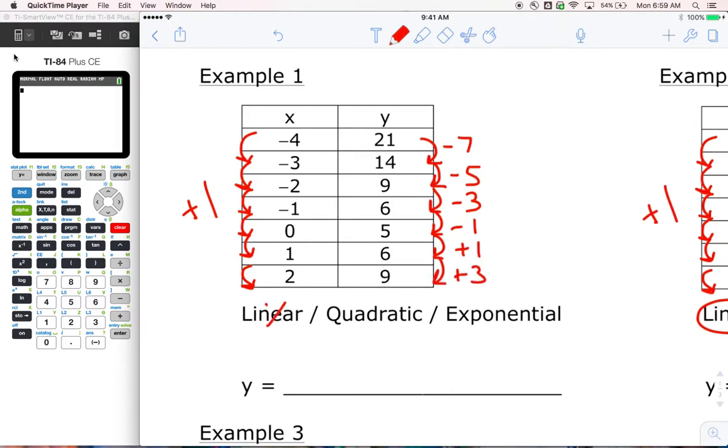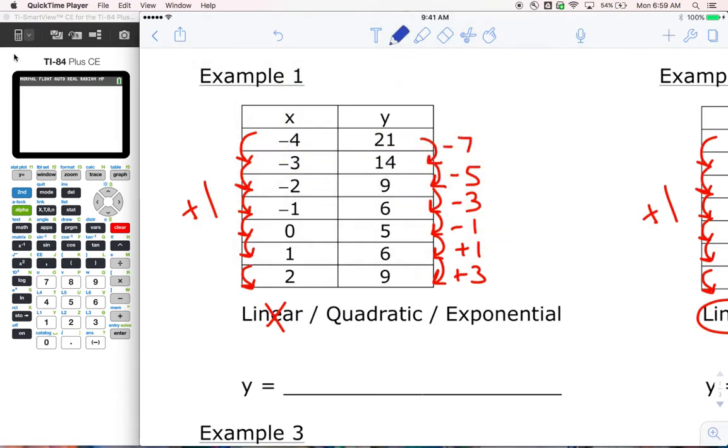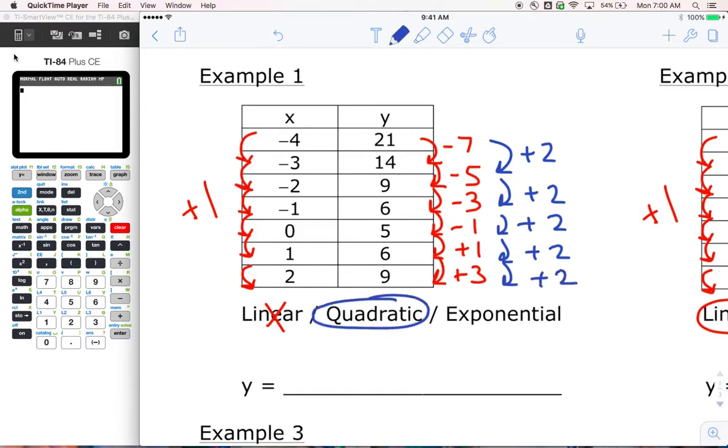Okay, so we know it's not linear. But then we look at what's called the second differences after that. Okay, well, it looks like my first differences are increasing by 2, increasing by 2, again increasing by 2, increasing by 2, and finally increasing by 2. So if these numbers match, we know that we have quadratic.